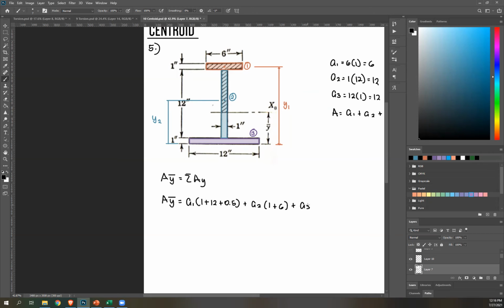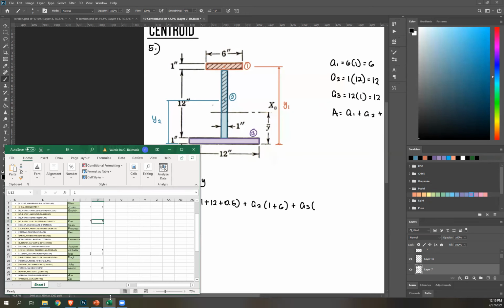Can anybody give me what's the distance of A3 from the base? Correct. Very good. Correct, Colin and Michelle. 0.5.